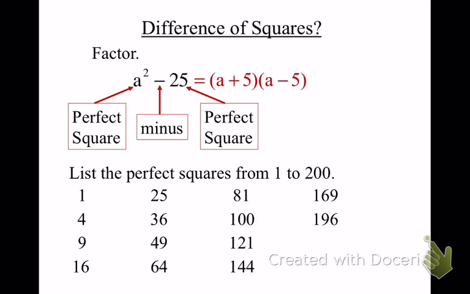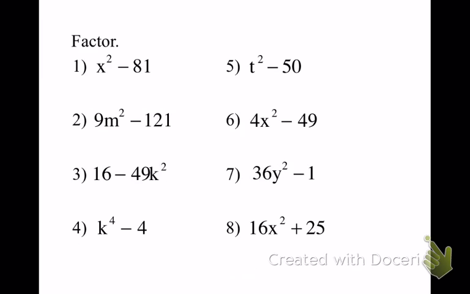Now let's do some factoring with the difference of squares. So, number 1, remember we make our 2 binomials. We take the square root of x squared, and that's x times x. The square root of 81 is 9 times 9. And if it's 2 terms, they have to be opposite to get rid of that inner and outer term.